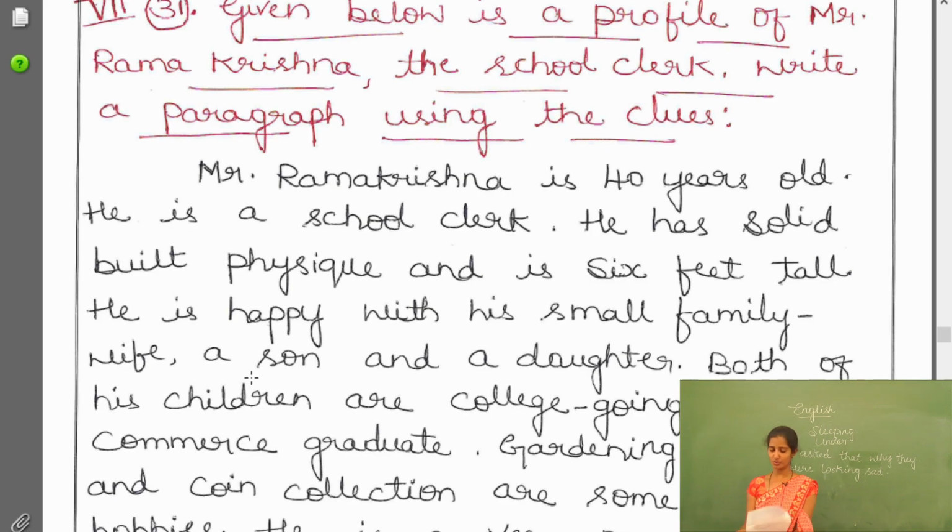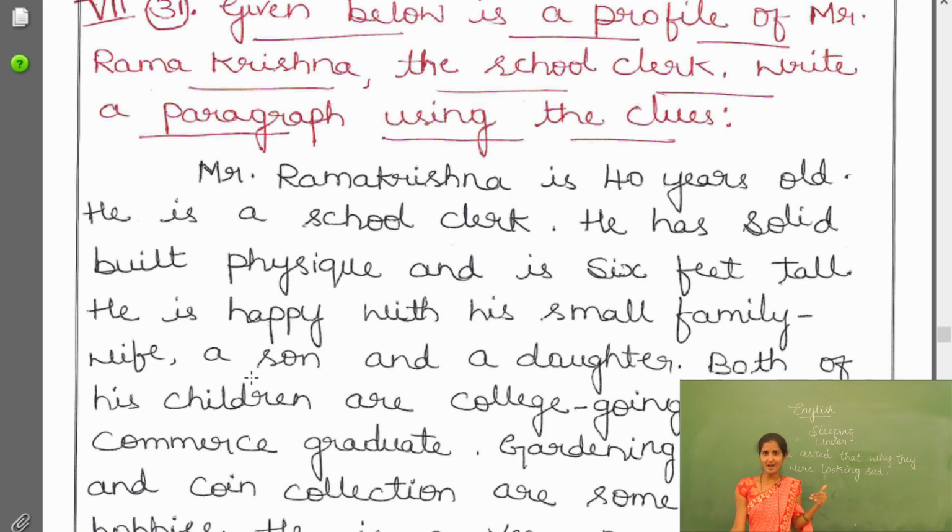I have told you, when you look at the profile, first of all you have to identify what pronoun I have to use. There, given below is a profile of Mr. Ramakrishna. Ramakrishna means he is a man. I have to use he, first thing. And the second thing is what he is. He is the school clerk. And his age is given, height and weight is given, family is given, and his reasons for popularity, his education, hobbies. So the first thing you have to write, I have given you in the key answer: Mr. Ramakrishna, what he is. You can start like that.